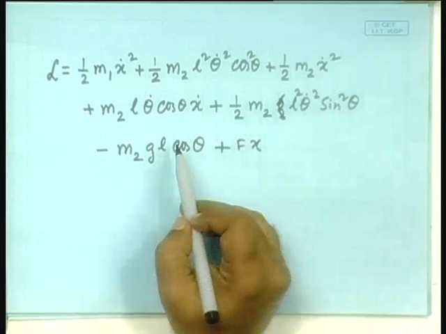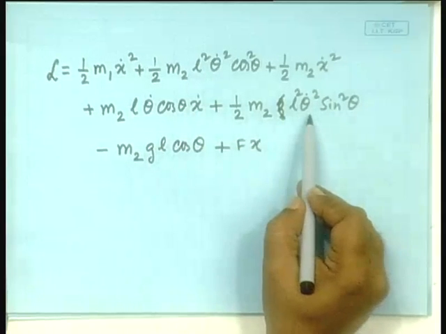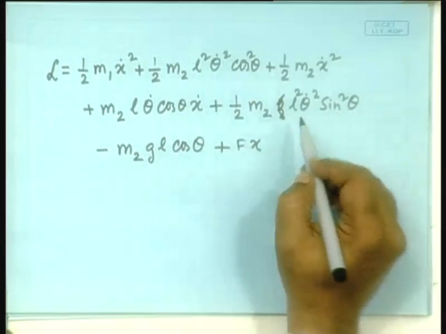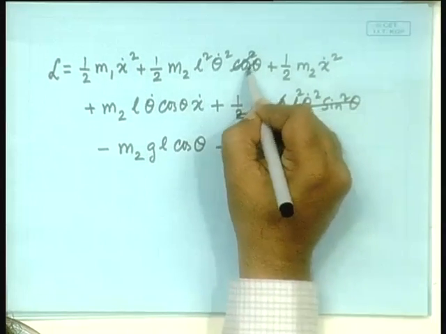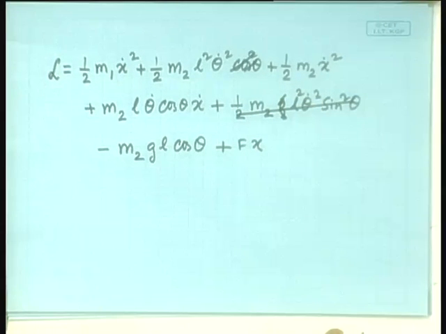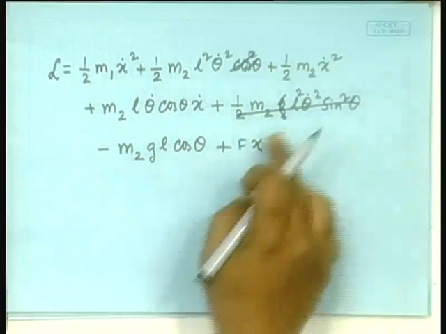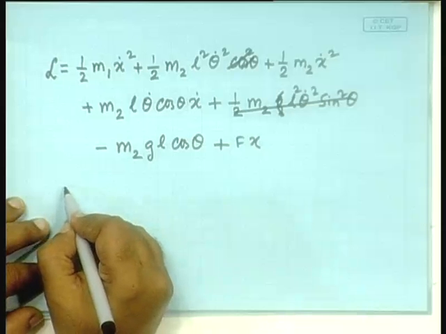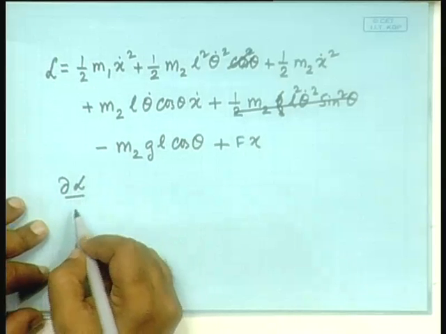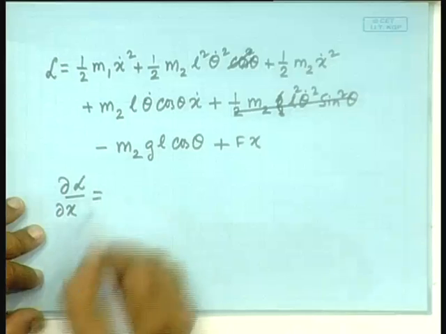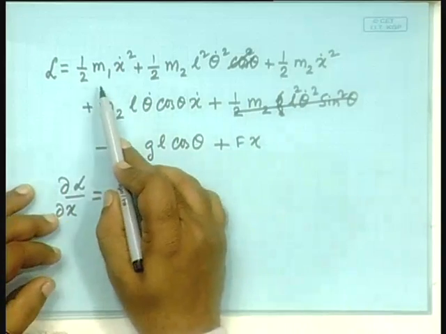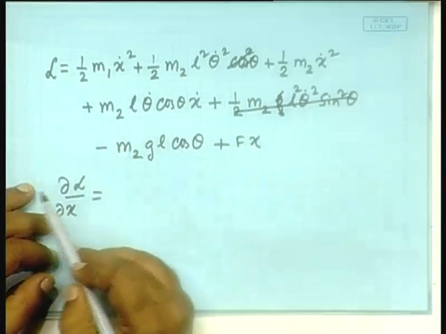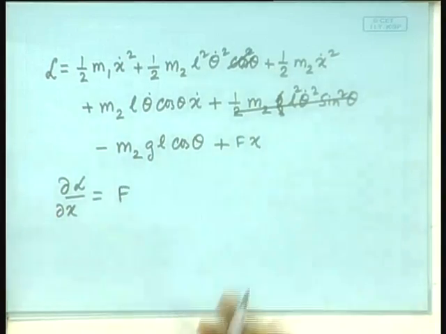Now, you notice that this term and this term get common, cos square plus sin square. So, I will just drop this term and drop this term. I can do that. So, it becomes a relatively simpler expression for the Lagrangian. Now, we will need to take the derivative of the Lagrangian with respect to x dot. It will be, this goes off, this goes off, this goes off. Simple.